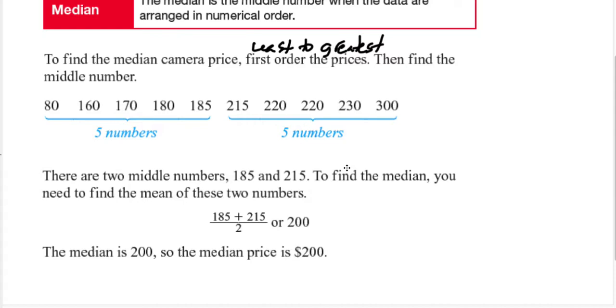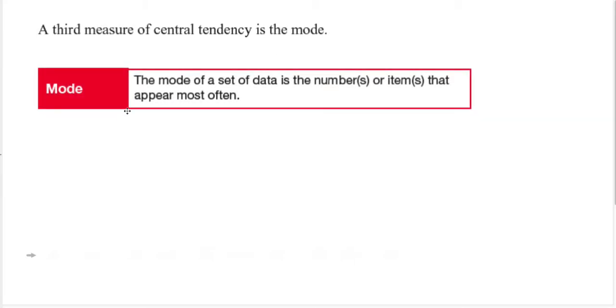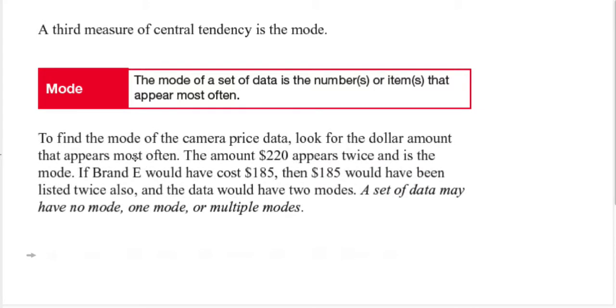Another measure of central tendency that we are going to discuss is the mode. Mode, very simple, is the number that appears most often. To find the mode of the camera price data, look for the dollar amount that appears most often, and the amount $220 appears twice. Therefore it is the mode.